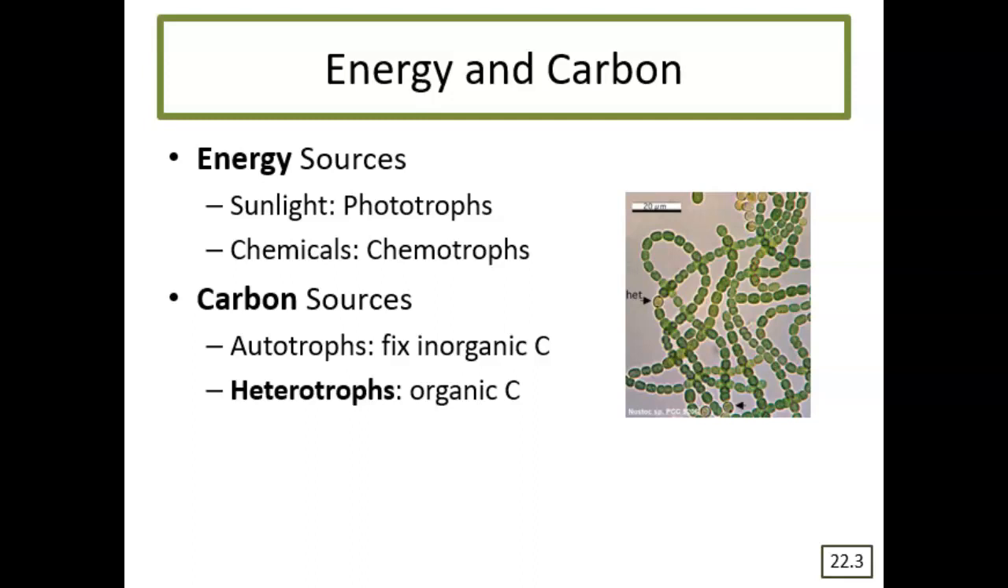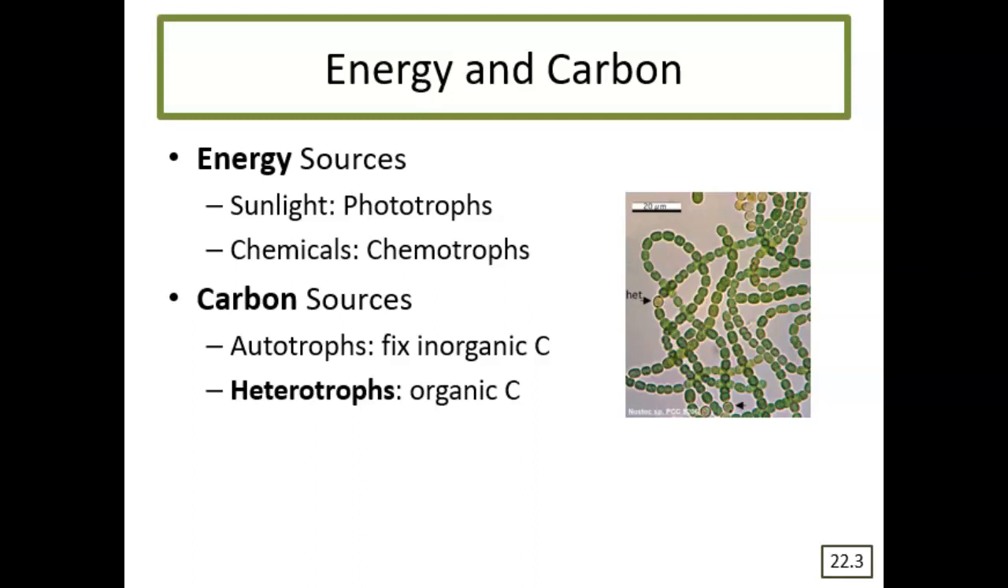Now, we can also do combinations of these. Let's say a photoautotroph gets its energy from sunlight and is able to fix inorganic carbon. So something like a plant doing photosynthesis is a photoautotroph. We as humans are chemoheterotrophs, right? We get our food and our energy from other organisms.